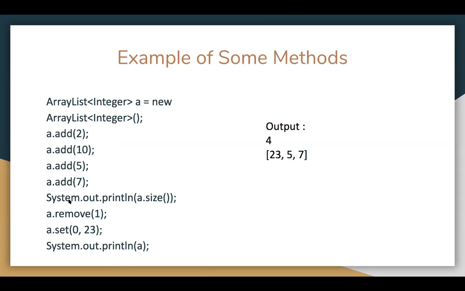So in this next line, we print out a.size. If you remember, .size means that you're returning basically the length of the array list. And in this case, it would print out 4, since you have 4 values, 2, 10, 5, and 7. So it would print out 4, which is why you see 4 here.